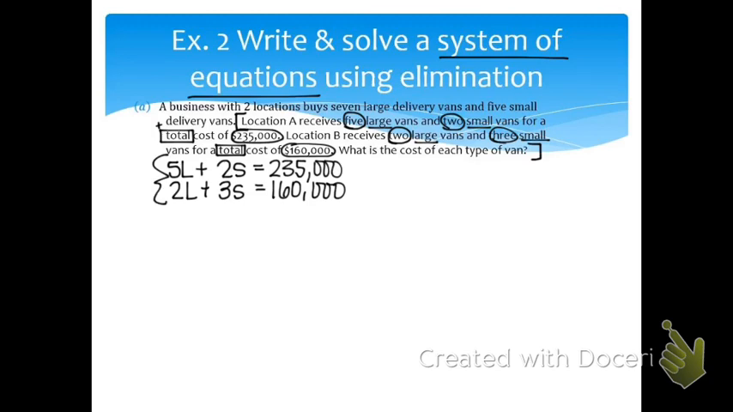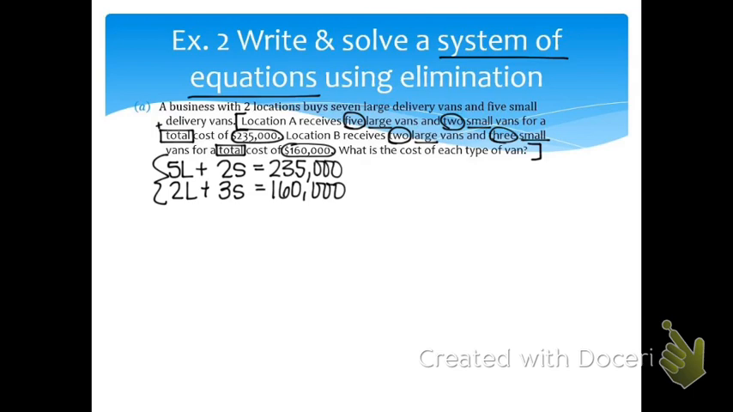All right, let's go through and choose the variable to eliminate. Are either of them exact opposites? No. Do either of them have at least one positive term and one negative term? Do either of them have a coefficient of 1? So does it really matter which one we choose to eliminate? One's not better than the other. All right, so Jeremiah, do you want to eliminate the L or the S? He wants to eliminate the L.